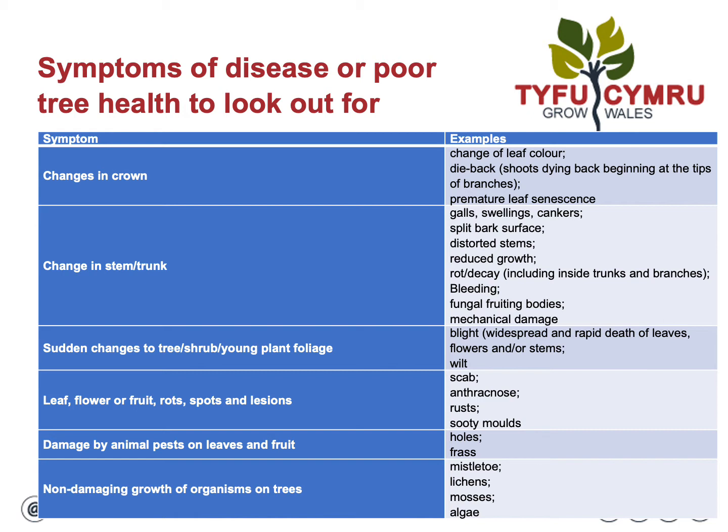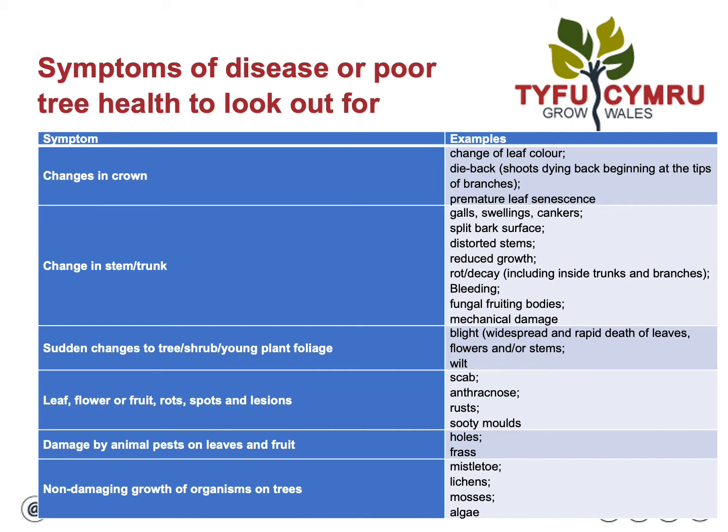Now, if you see a sudden change to the tree or to young foliage, again, it helps with the diagnosis. So it might be a blight, which is a widespread and rapid death of leaves or flowers or stems, or a wilt, which looks as if it's not had enough water, but may actually be caused by a pathogen.